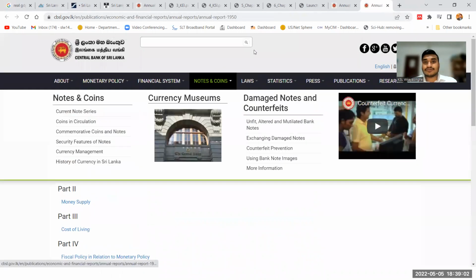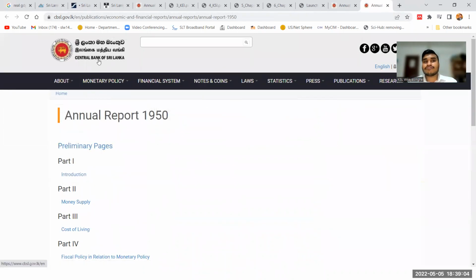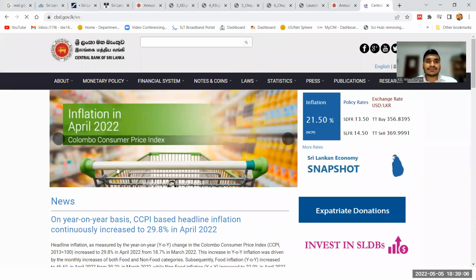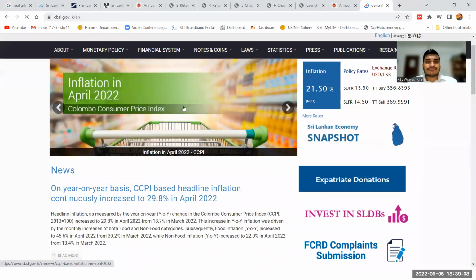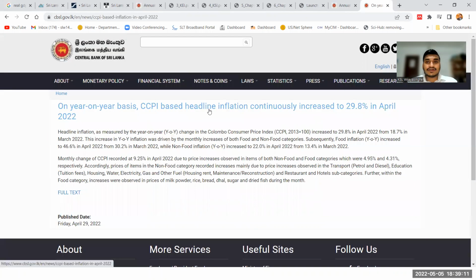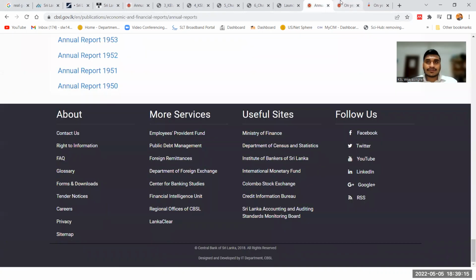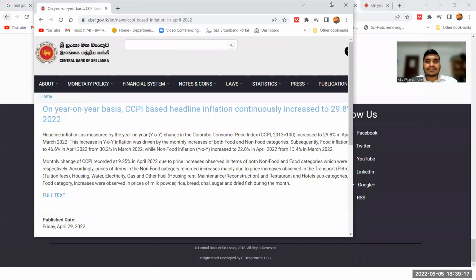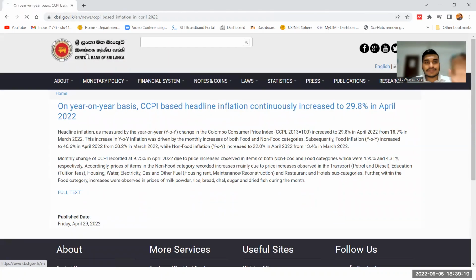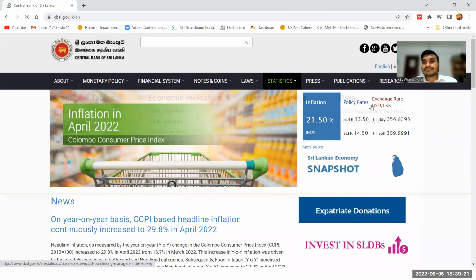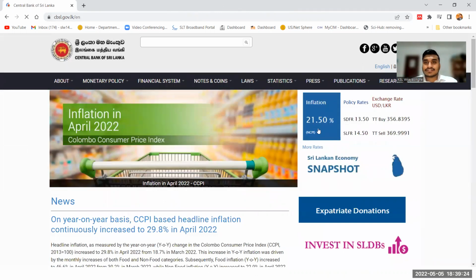website. This should be a website that you keep on frequently visiting, the Sri Lanka Central Bank. Here you see you have information regarding inflation as well. Let's have a discussion on that later on. But what is important for me is that you need to frequently visit this. And here you see the inflation.